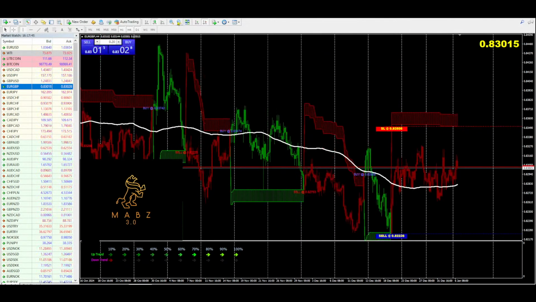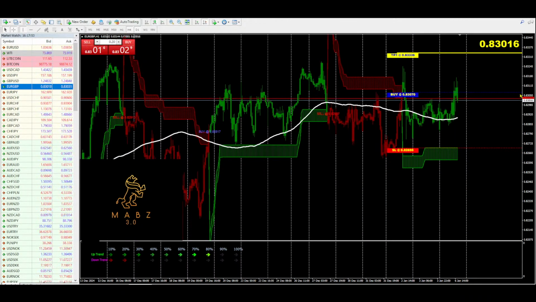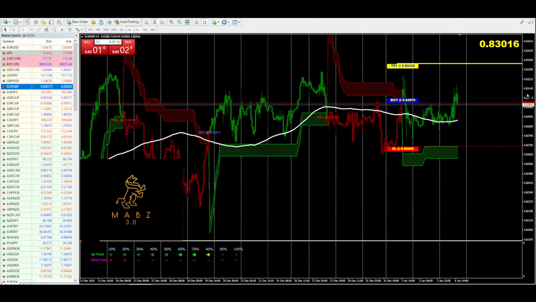Let's see. Euro GBP on the H4 chart, I don't see a signal. On the H1 chart, it's a ranging market right now, but they're telling us that we can buy. And we can, if we're desperate, because I do see some structure. If we're desperate to get into a trade, we can. But let's keep looking for better trades.